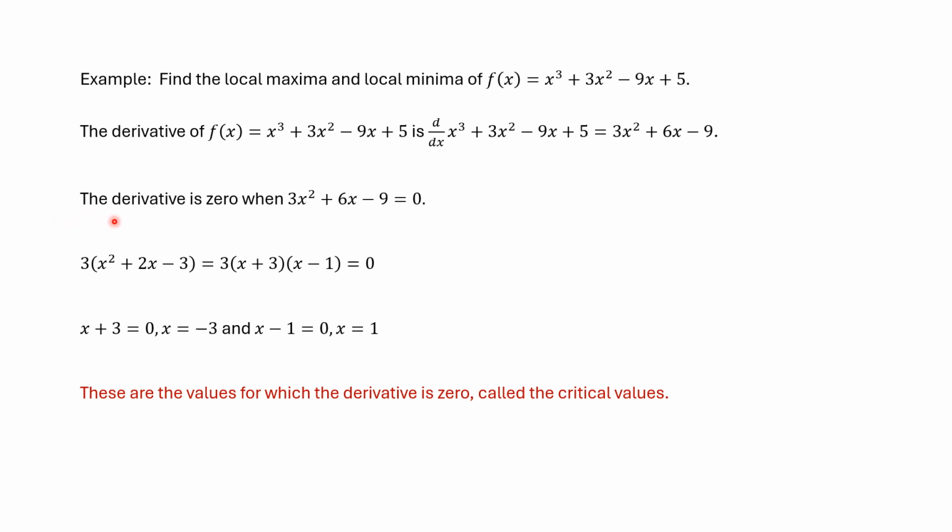The derivative is 0 when 3x squared plus 6x minus 9 is 0. So we factor out the 3 and we factor. And so we now set each factor equal to 0. 3, x plus 3 equals 0 gives us x is negative 3. And x minus 1 is 0 gives us x equals 1. These are the values for which the derivative is 0, and they're called critical values. These are values we want to investigate.